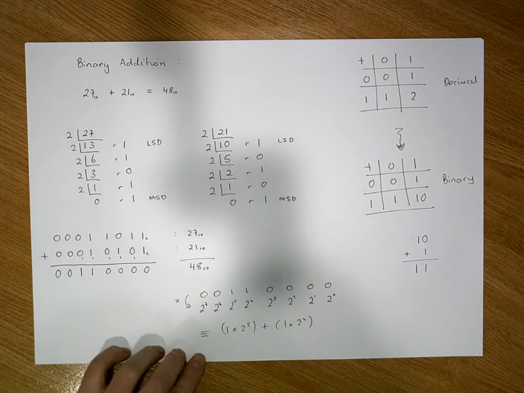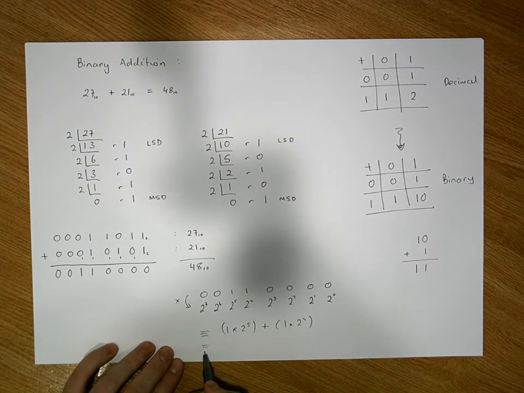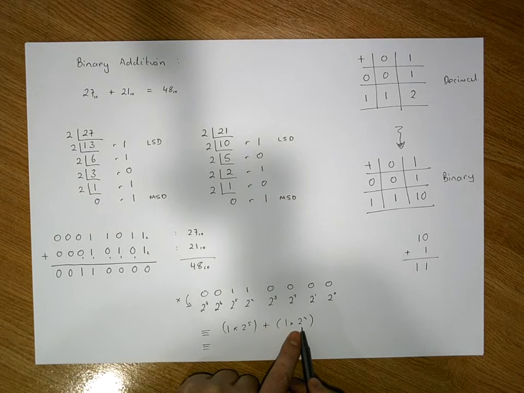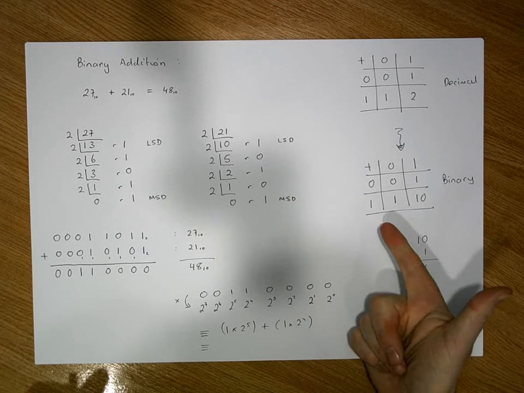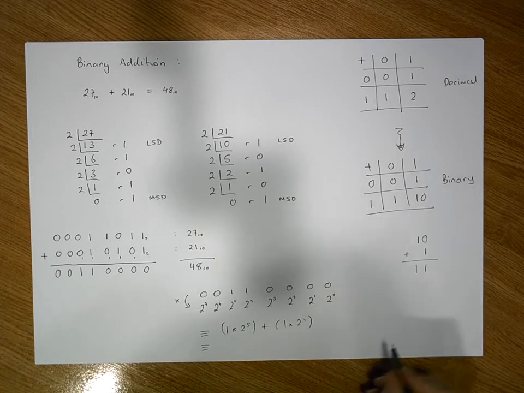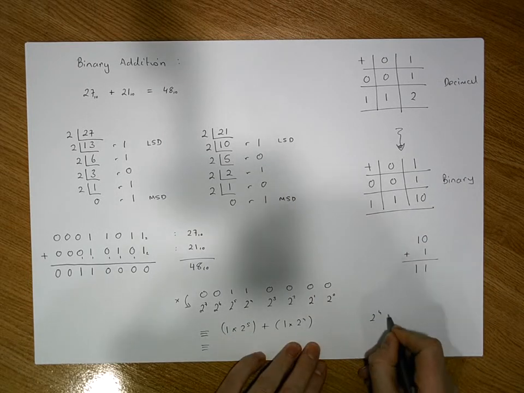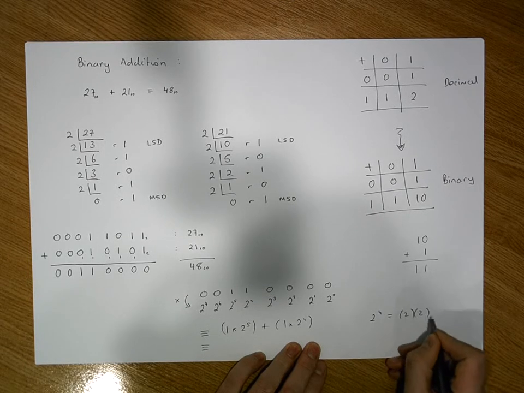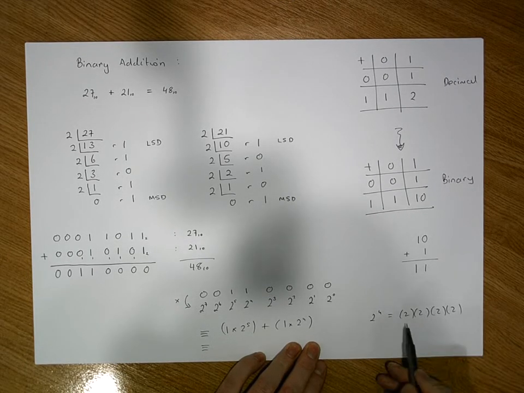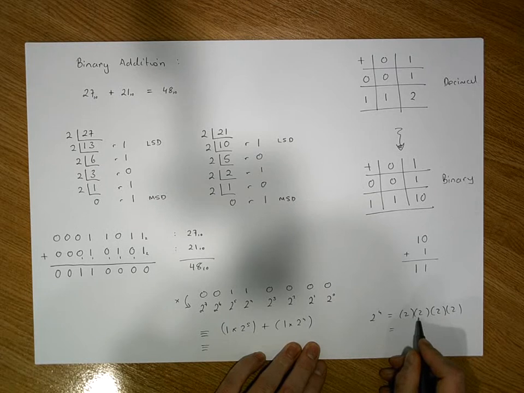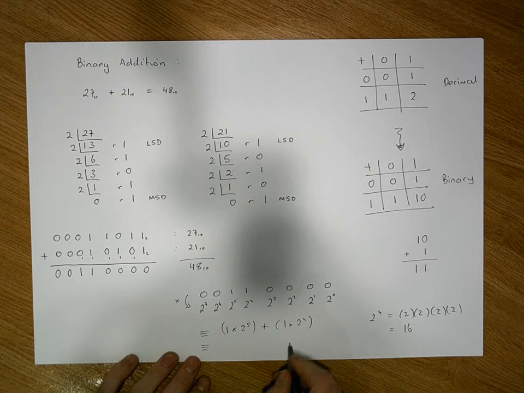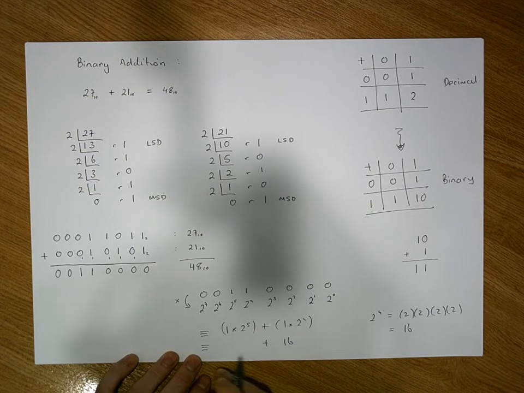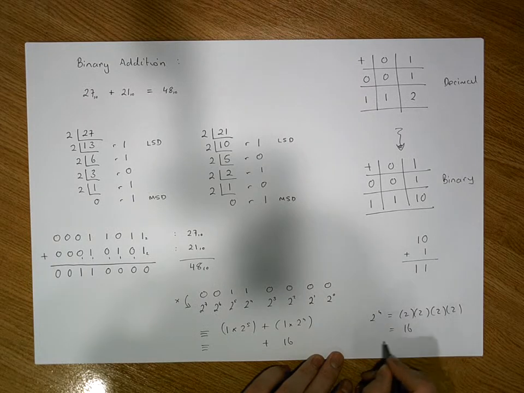Now 2 to the power of 4 is 2 times 2 times 2 times 2. Let me write it down. 2 to the power of 4 is the same as 2 times 2 times 2 times 2. Well, 2 2s is 4. 2 4s is 8. 2 8s is 16. So 2 to the power of 4 is equivalent to 16. Now, what's 2 to the power of 5? Well, it's 2 to the power of 4 times 2, which is the equivalent to 32.